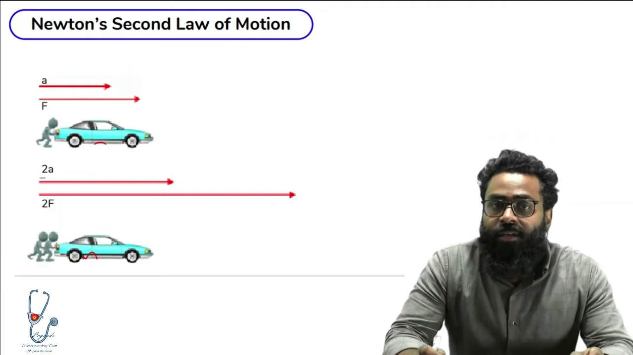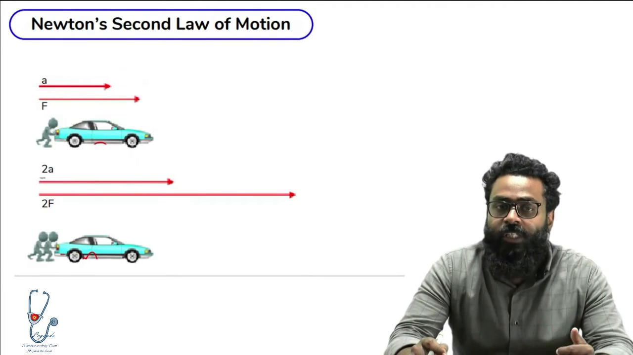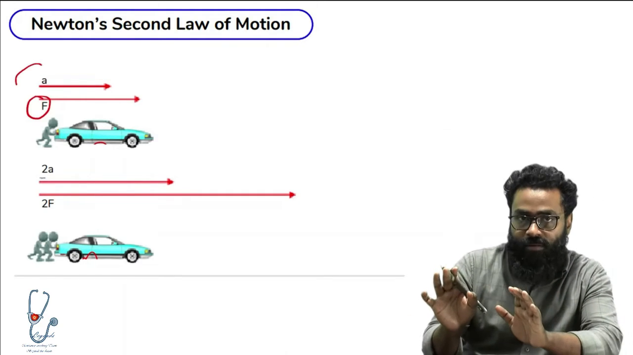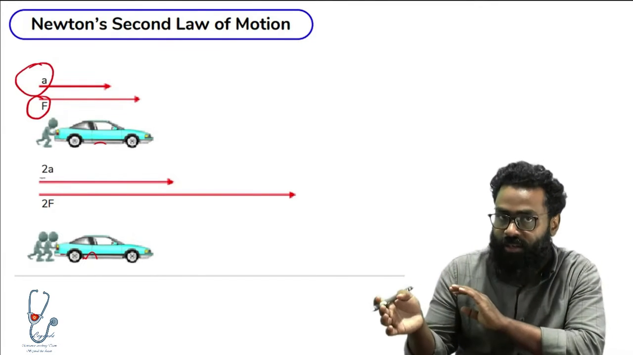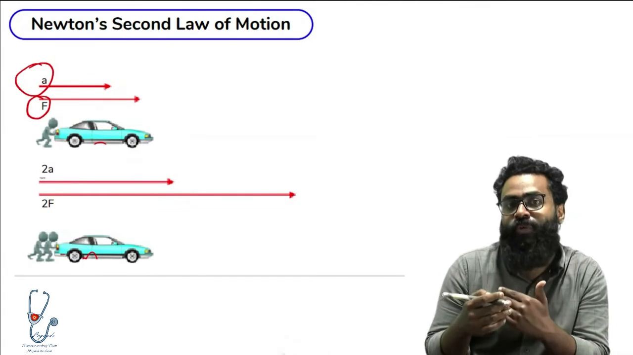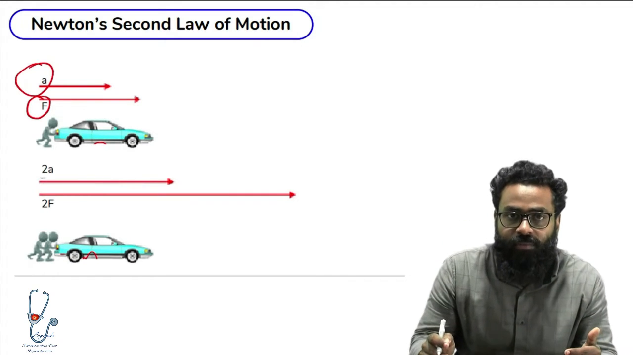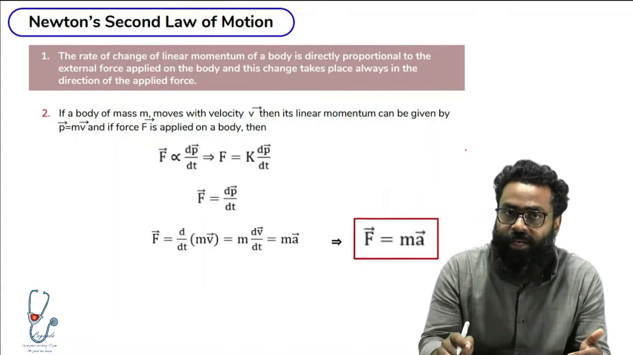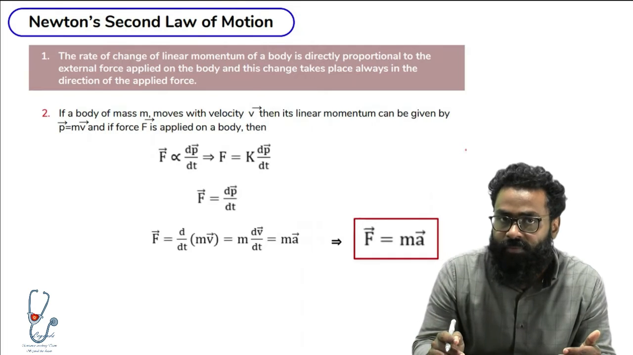And next we have discussed Newton's second law of motion. In this picture you can see a boy pulling a car. A force is given and acceleration is obtained. In another picture, the force is doubled and the acceleration is also doubled. This is related to Newton's second law of motion, so let us describe what Newton's second law of motion is.